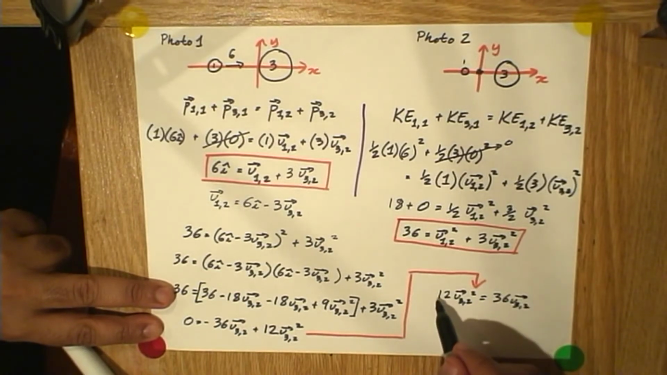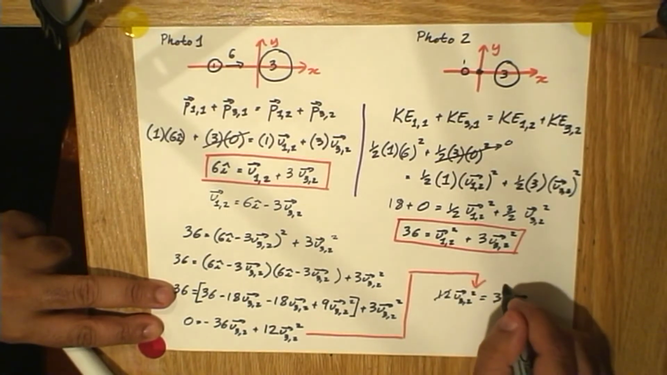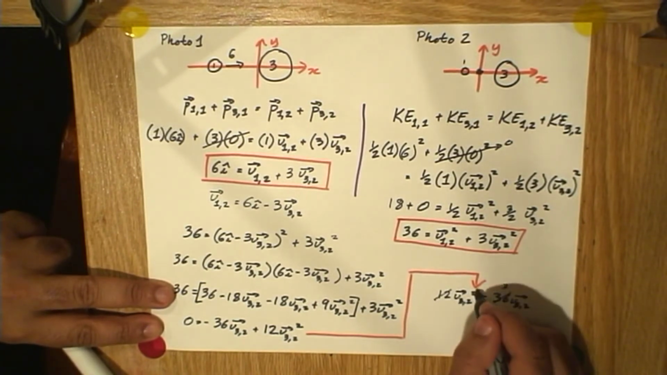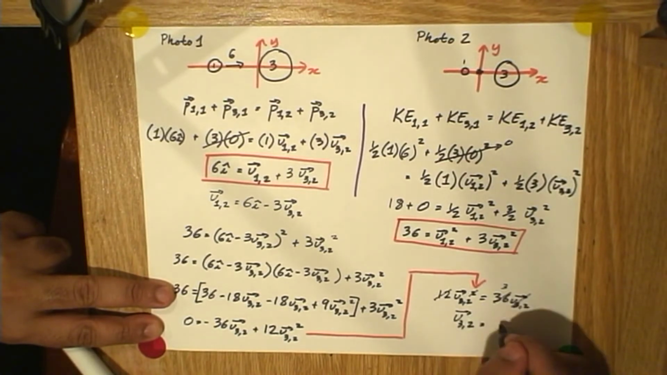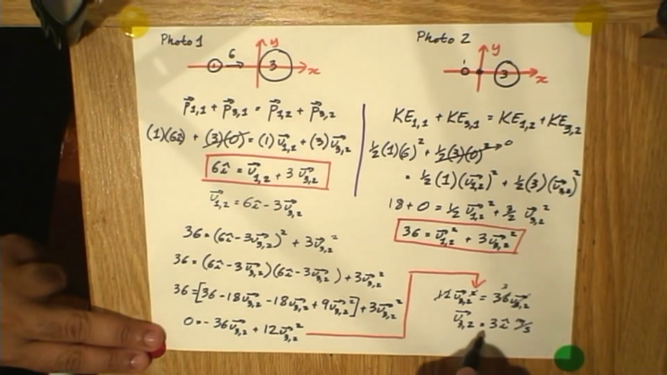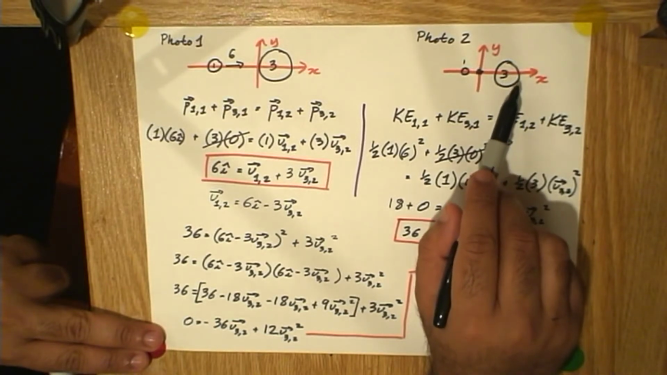I can divide both sides by 12. That'll give us a 3 over here. And I can also divide both sides by v32, so the squared goes away and this v32 goes away. So I end up with v32 is equal to 3 I hat meters per second. So this is the final velocity of the 3 kilogram object in photo 2.